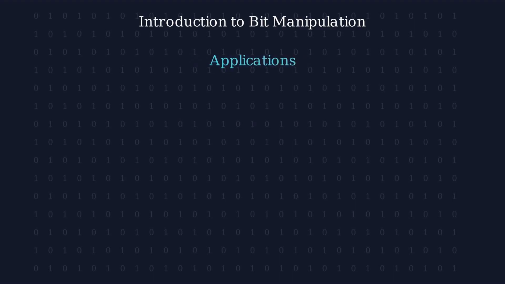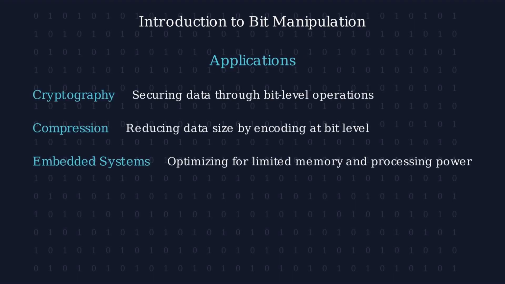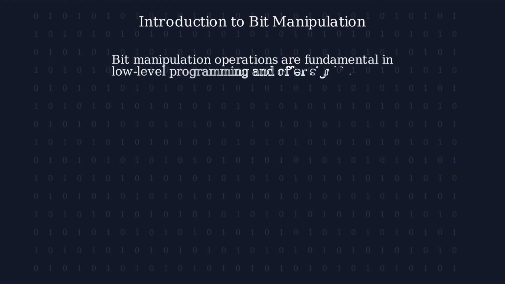Bit manipulation is used extensively in several key areas. These include cryptography for securing data, compression algorithms for reducing data size, and embedded systems programming where memory and processing efficiency are crucial. Bit manipulation operations are fundamental in low-level programming and offer significant performance advantages due to their direct hardware support.